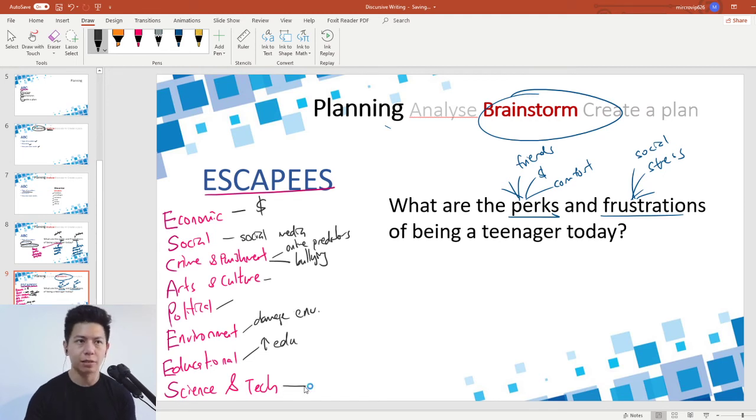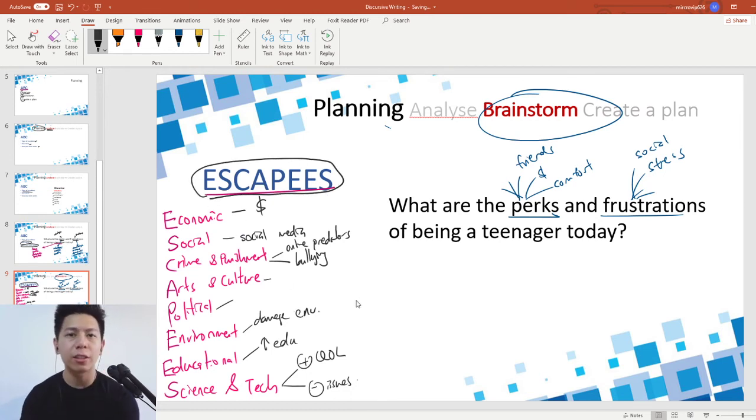Science and tech. This is subjective. I would say it's good and bad. Okay, science and technology has improved our quality of life, but at the same time, it's created a lot of issues for teenagers, and you gotta think about the issues that teenagers face. So here we have it, using ESCAPEES to generate points.